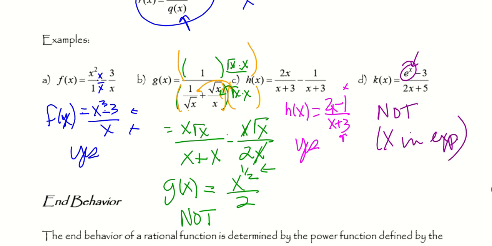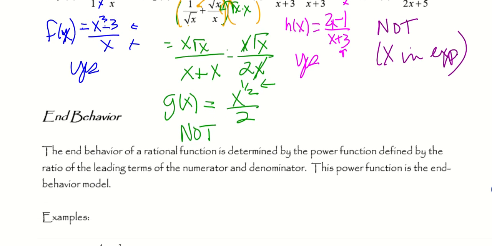So, if you're going to determine whether a function could be considered a rational function or not, you need to simplify to get it as one fraction. And if you have a polynomial on top, polynomial on the bottom, it's a rational function. Otherwise, it's not. So, that's our definition.